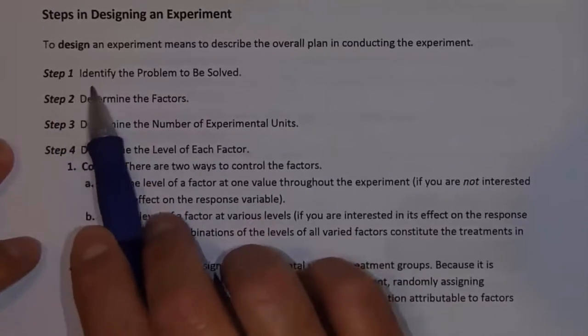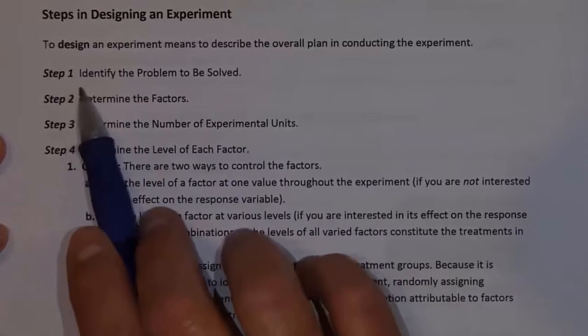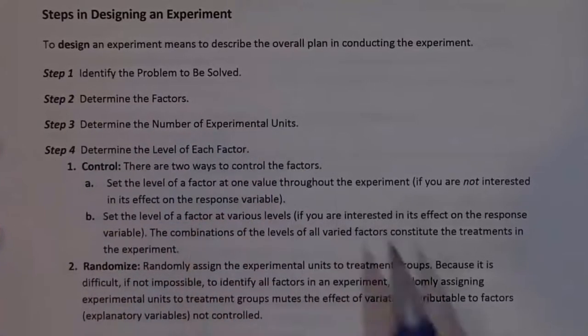Step one, we have to identify the problem to be solved. In other words, what's the objective? What is it that we're trying to do in our experiment? What is it that we're trying to learn? So that's step one. Figure out the purpose. Identify the problem that you're trying to solve.